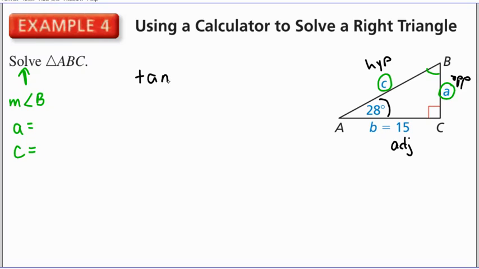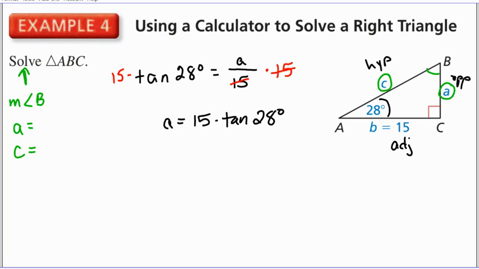So the tangent of 28 degrees is opposite over adjacent. If I multiply both sides of this equation by 15, I can cancel out that denominator. And in my calculator, what I'm going to type is 15 times the tangent of 28 degrees. And that's going to give me that a is 7.9756. You can use as many decimals as you want to.